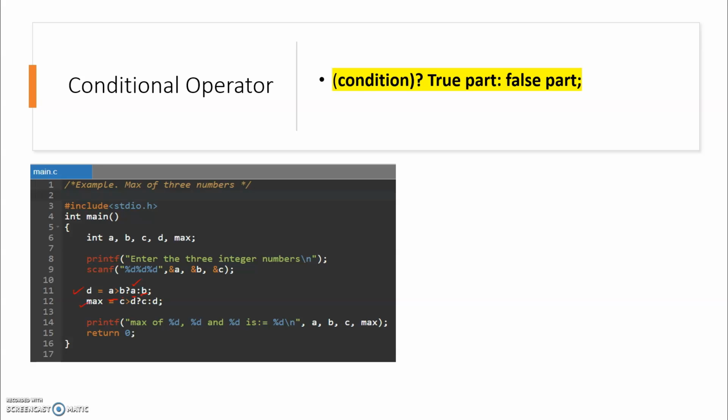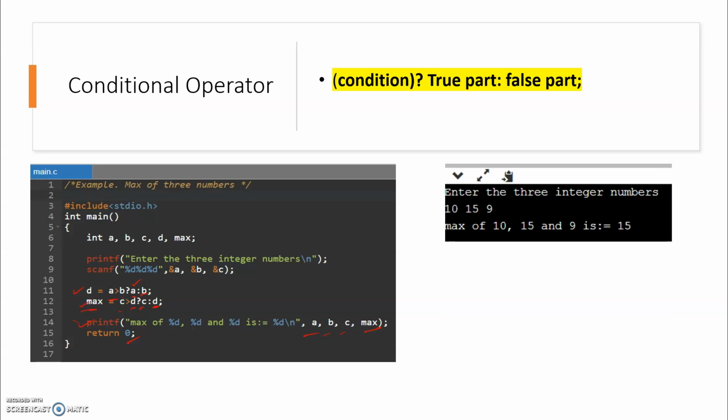And then I am again running the conditional operator at line number 12, where in max we are storing the value. If C is greater than D, then C will get printed, and if not, then D will get printed. Then I am printing the value of maximum, with A, B and C, and then finally returning the value 0. Here you can see I have taken the values 10, 15 and 9. So the maximum of 10, 15 and 9 is 15.